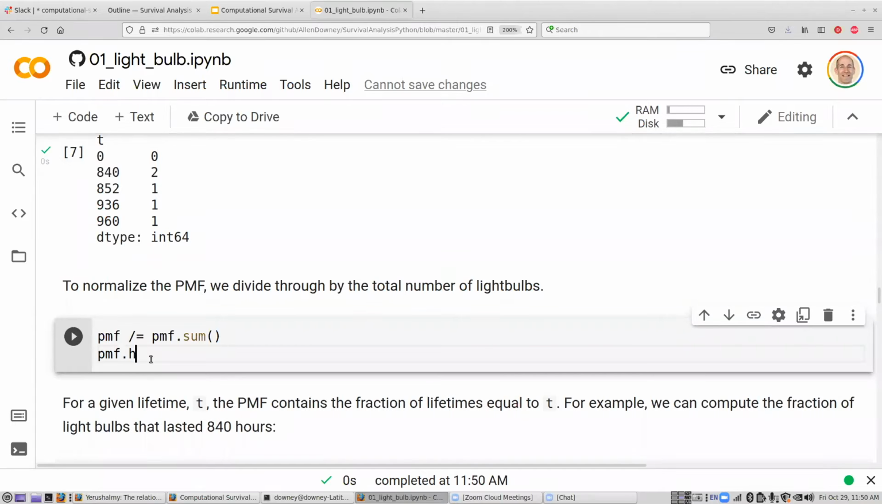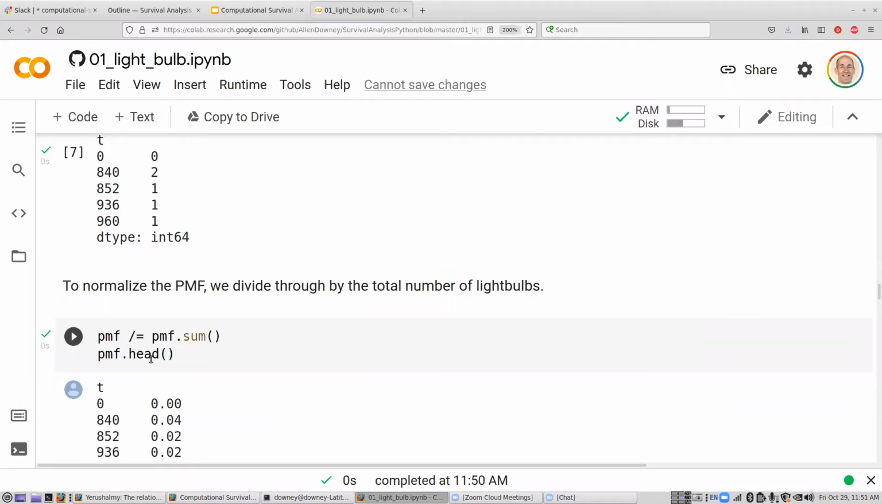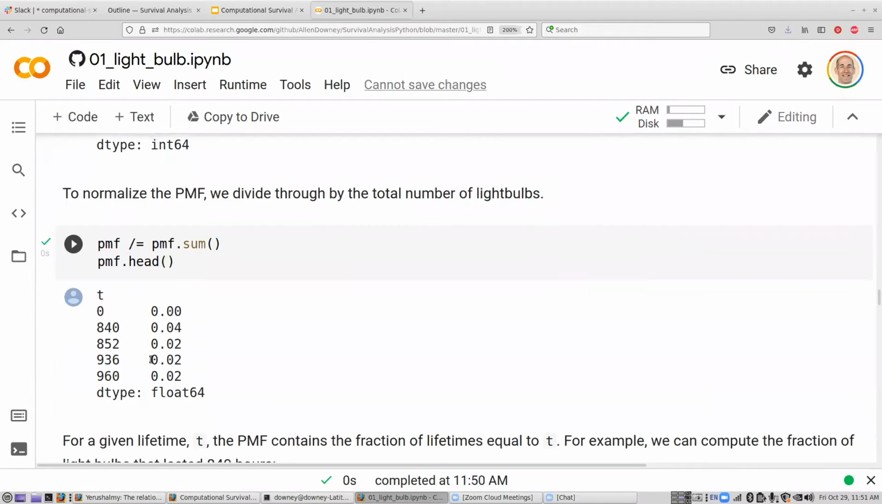And if we look at the first few values, what this says is that about 4% of the light bulbs expired at hour number 840, about 2% expired at 852, and so on. So that's what a PMF is. A PMF is a mapping from possible outcomes to probabilities. In this case, the outcomes are the number of hours, and the probabilities are telling us what fraction of light bulbs would expire at a particular time.